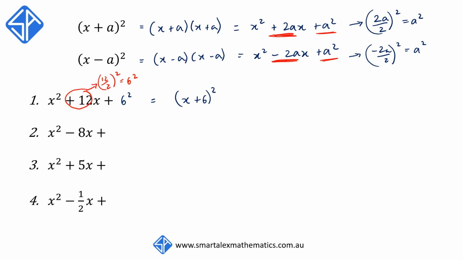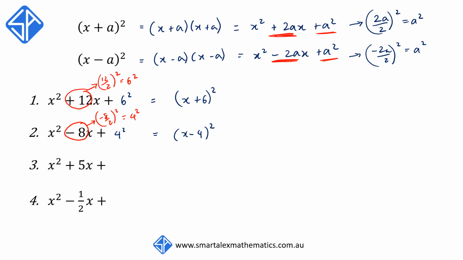The second one, we take the coefficient of x again, which is negative 8, divide by 2, and square it, which gives us 4². So we're going to add 4² to the expression, and we can rewrite this as (x - 4)². It's negative here because we've got a negative coefficient of x.